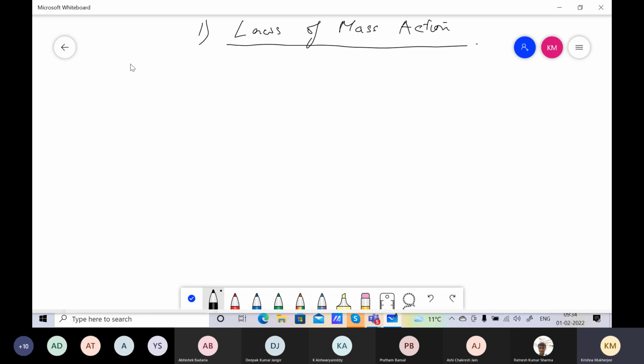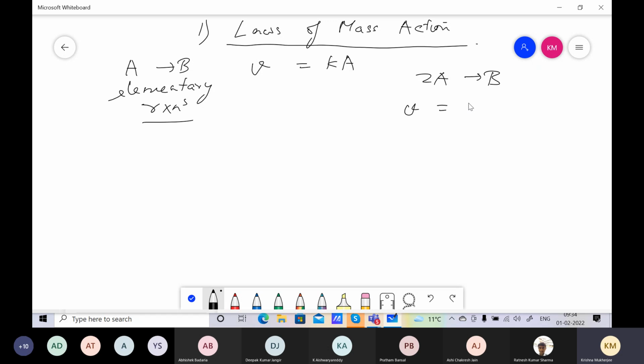What is the law of mass action? A going to B, the reaction rate V is equal to Ka, right? These are called the elementary reactions. If it is 2A going to B, and if it is an elementary reaction, then V is equal to Ka squared. Obviously, you understand that, right?